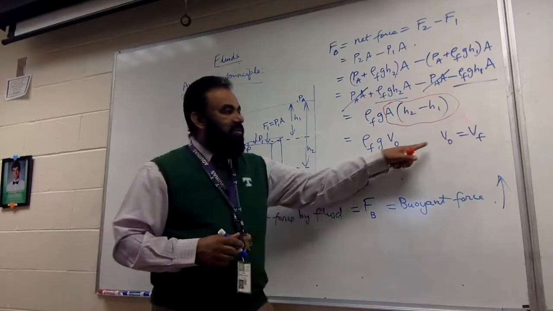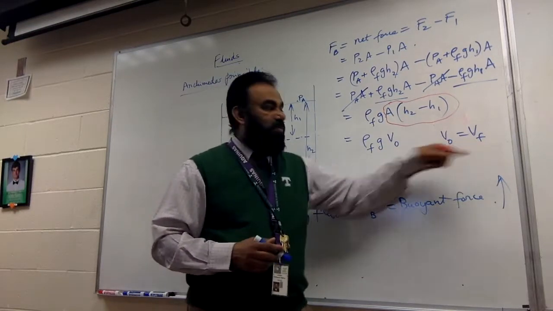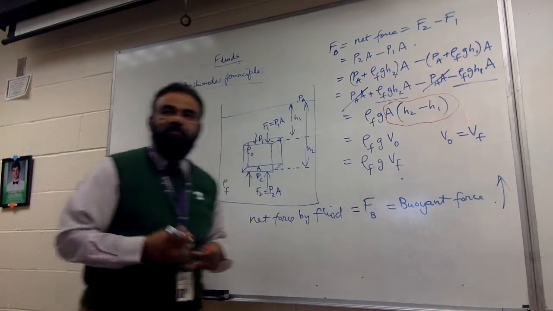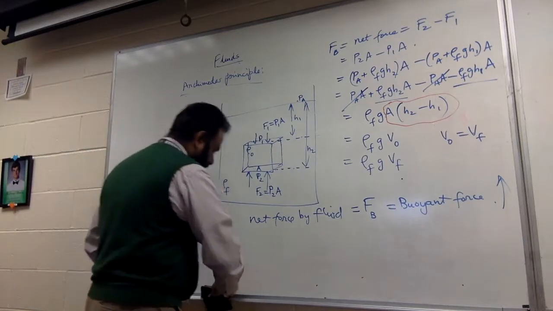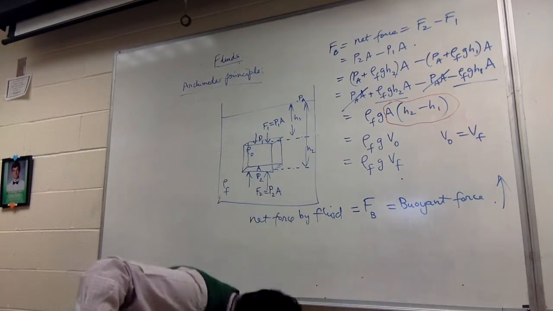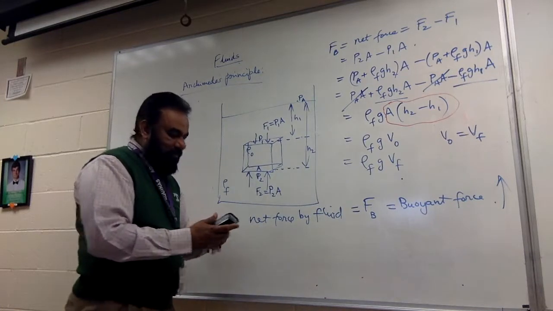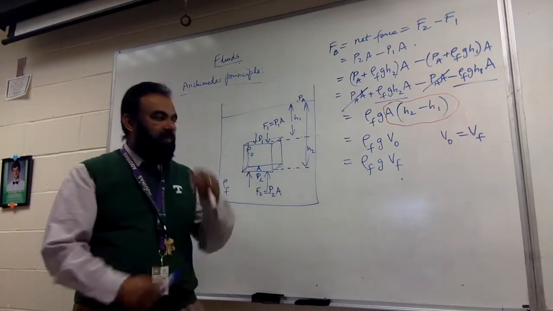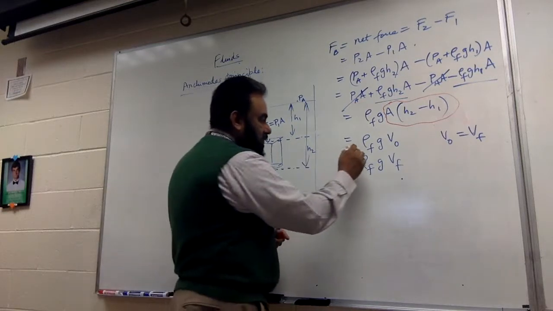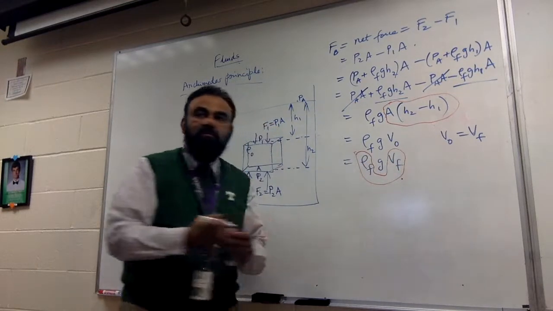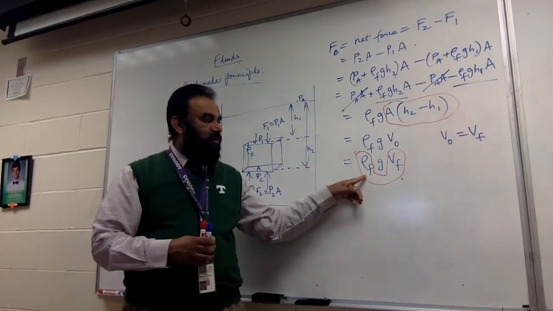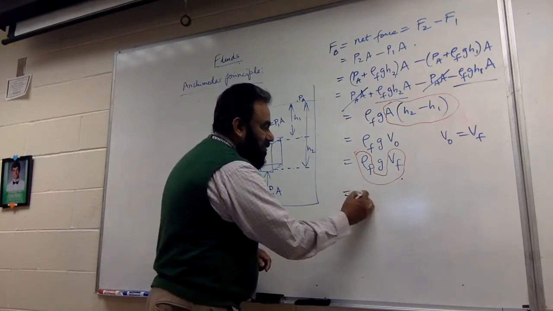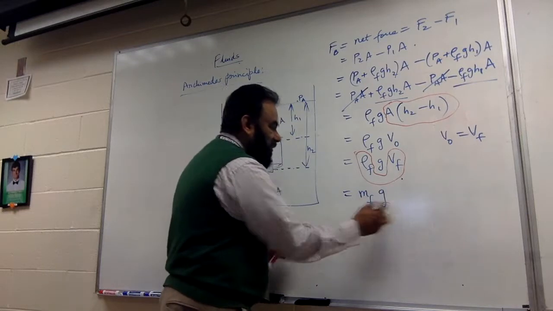All right. Since the volume of the object is the same as the volume of fluid displaced, I'm going to write this one as rho F G VF. Now tell me, what is this part? What is the density of the fluid times volume of fluid? What is that? Mass of fluid. Good. So that part is the mass of fluid times G.